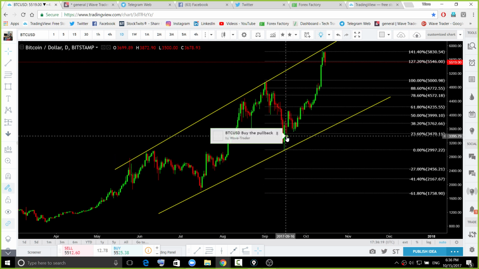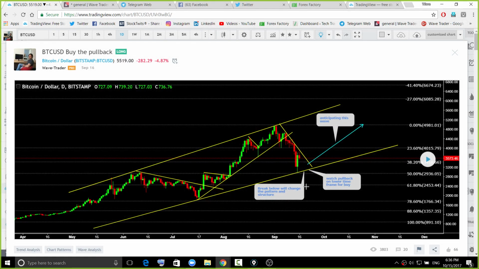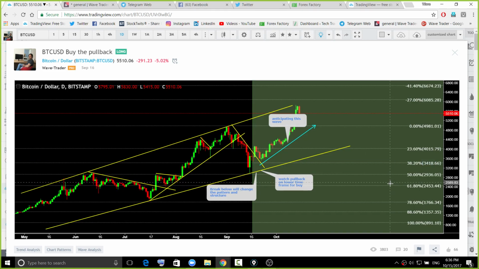Those who were calling Bitcoin a crab, or a fraud, or something like that, I don't know what they were calling it, got a huge slap in the face. When they saw this kind of move, they got a huge slap in the face. You can see how big and how strong the move was. Some were calling this a fraud.